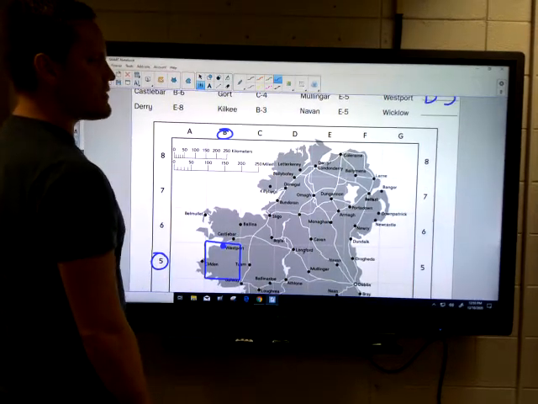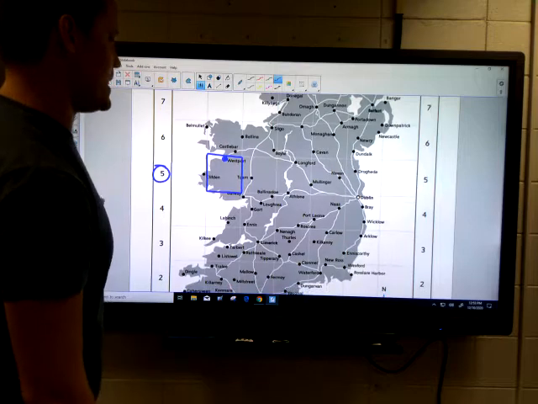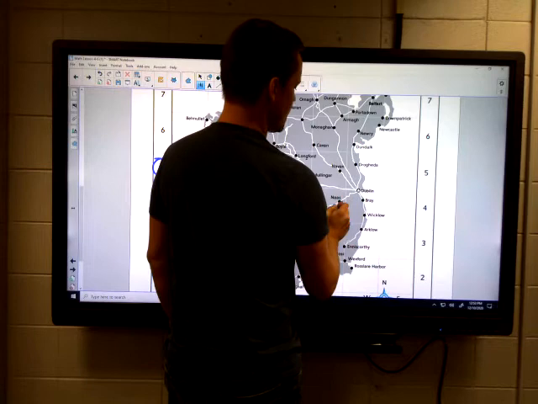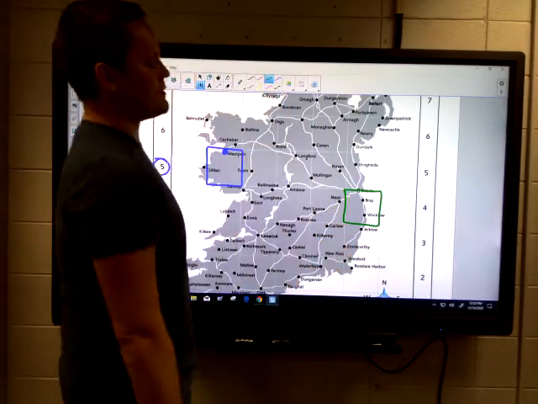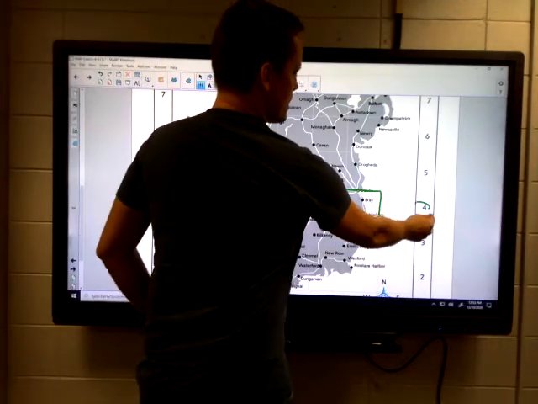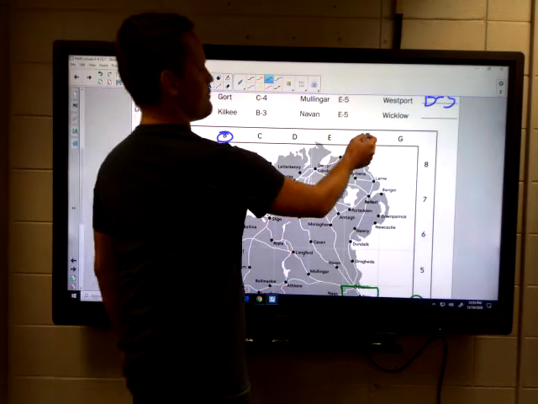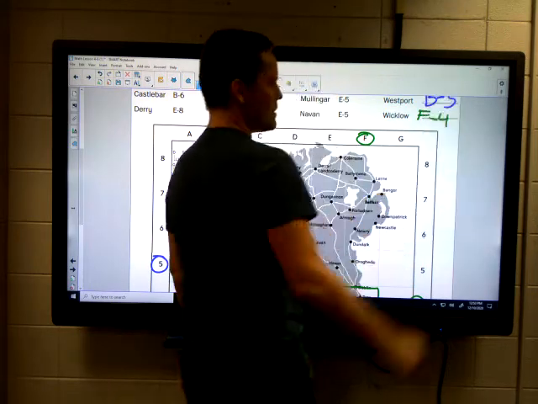Moving on, we needed to find Wicklow. Where is Wicklow at? Help me find Wicklow for me. Oh, I see it. There it is. It's near Dublin. Dublin is the capital of Ireland. So I see that it is at 4, but what letter is it at? It is at F4. So that is my coordinate for Wicklow. F4.